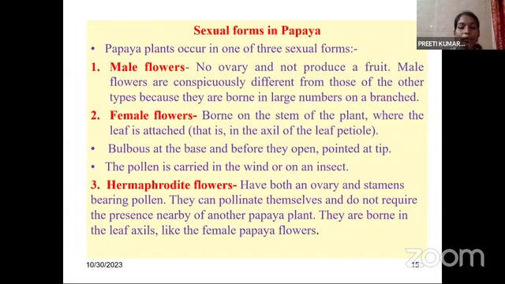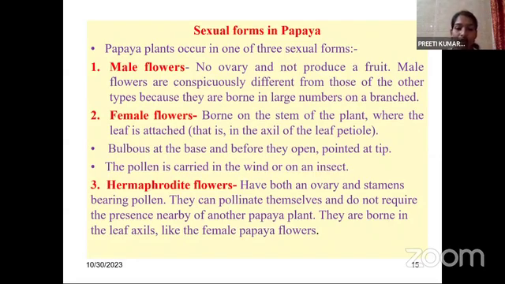Okay. Then coming to the female flower, it is born on the stem of the plant where the leaf is attached, in the axil of the petiole. This point is important: the female flower is born where the leaf is attached, at the axil of the petiole. It is bulbous at the base and pointed at the tip before it opens. The pollen is carried by the wind or by any insect.